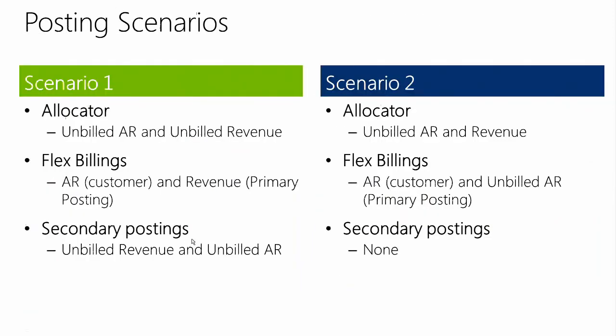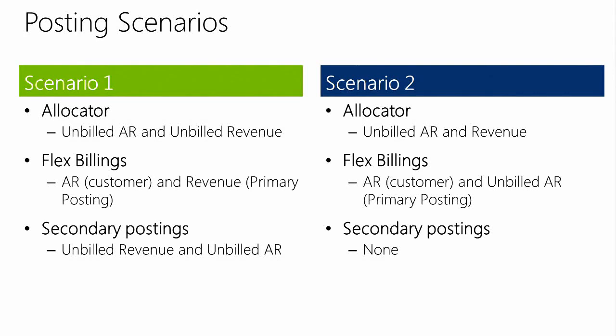If you recall, we talked about two scenarios last time. We said we could go to unbilled AR and unbilled revenue, and then clear it out of unbilled AR and unbilled revenue on the billing side. Or we could go to unbilled AR and directly to revenue via Allocator. So this slide ties those two together, so we can look at scenario 1 and scenario 2.